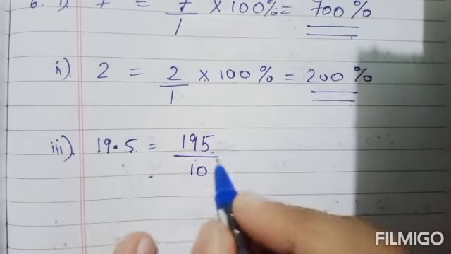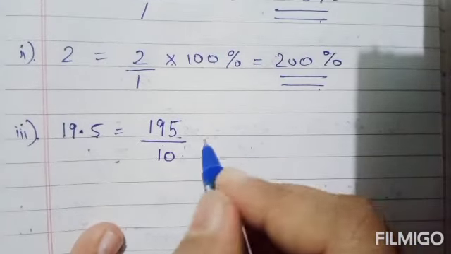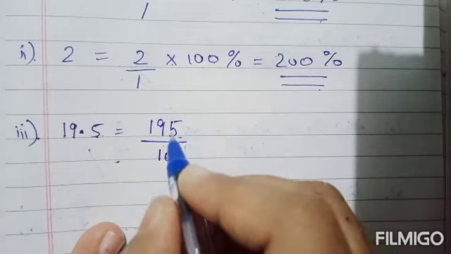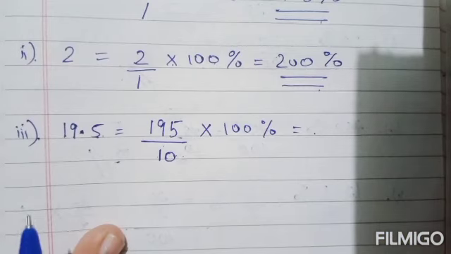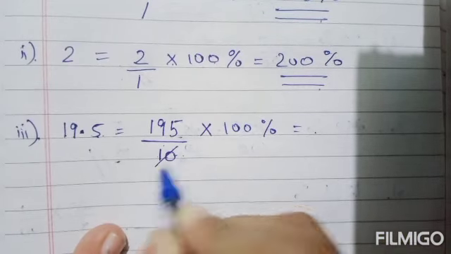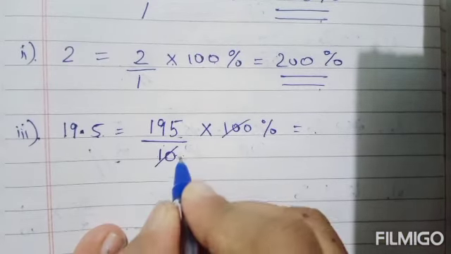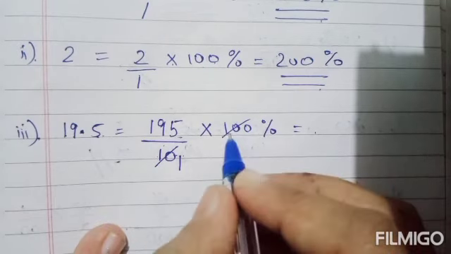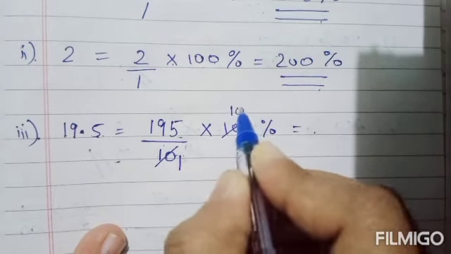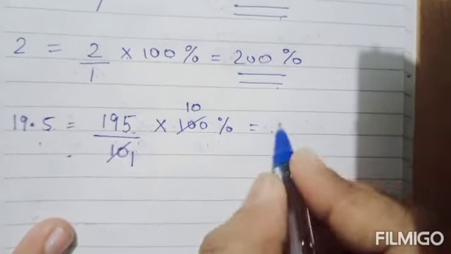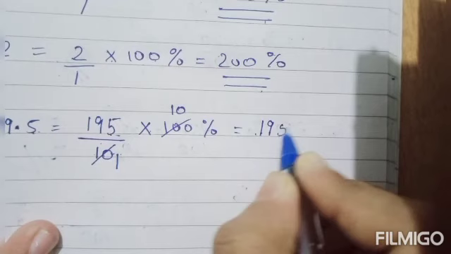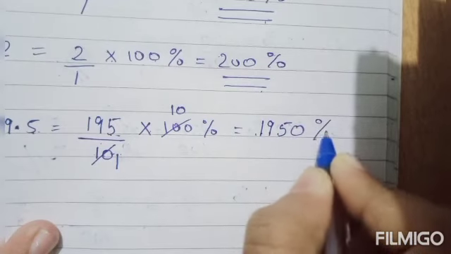Now convert this fraction to percentage. In order to convert fraction to percentage, multiply by 100. So what you will get? Here 10 and 100 will go in 10. 10 divided by 10 is 1. 100 divided by 10 is 10. Now 195 into 10 is 1950 percentage.